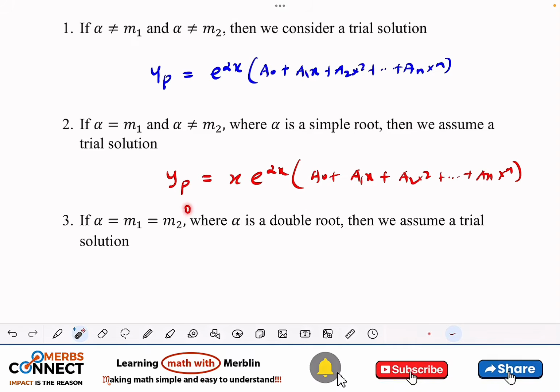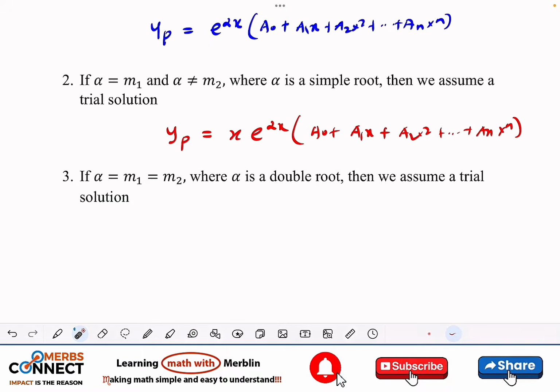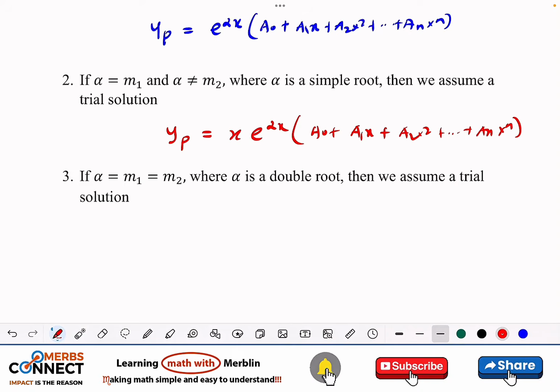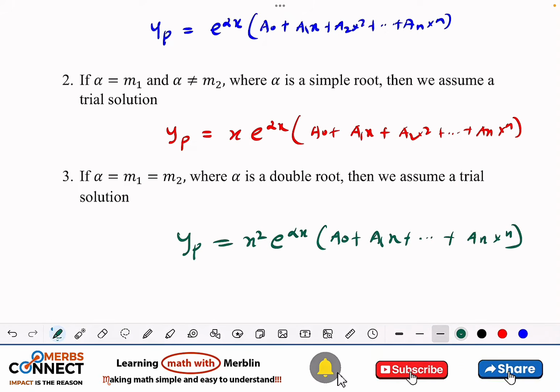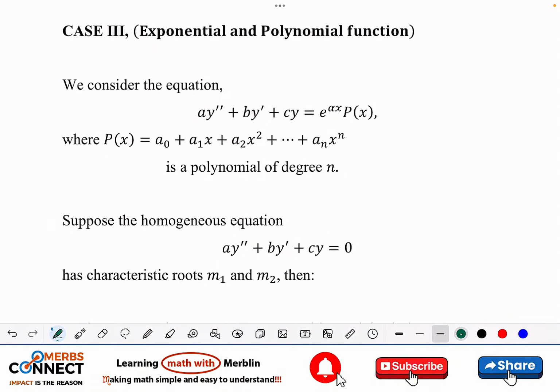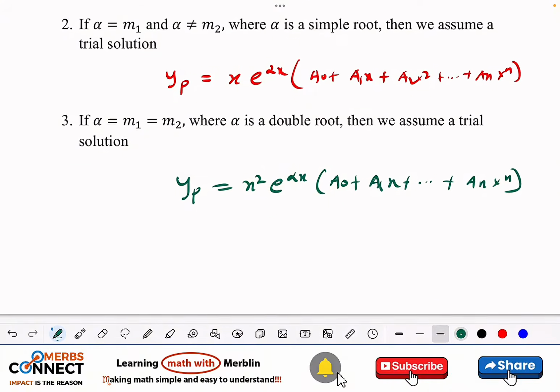And guess what? What if all of them are the same? Alpha is the same as m1, is the same as m2. Then I just multiply this one by x. So that's basically what we are doing here. So I'm going to have yp equal to x squared times this, a naught plus this x up to an xn. So this will be the trial solutions. And as I said, we will solve more when we are dealing with the examples.